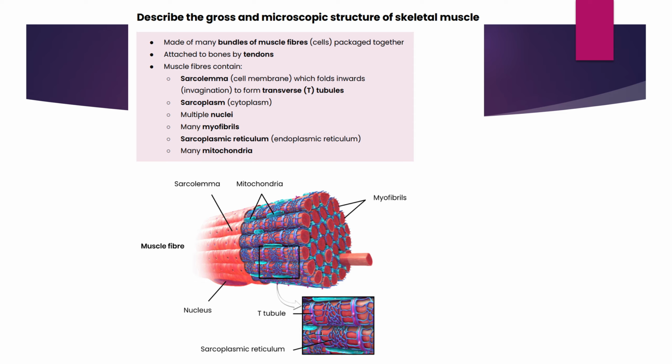Describe the gross and microscopic structure of skeletal muscle. It's made of many bundles of muscle fibers or cells packed together. It's attached to bones by tendons. Muscle fibers contain sarcolemma, which is the cell membrane, which folds inwards to form T-tubules, sarcoplasm, which is another word for the cytoplasm, multiple nuclei, many myofibrils, a sarcoplasmic reticulum, and many mitochondria.